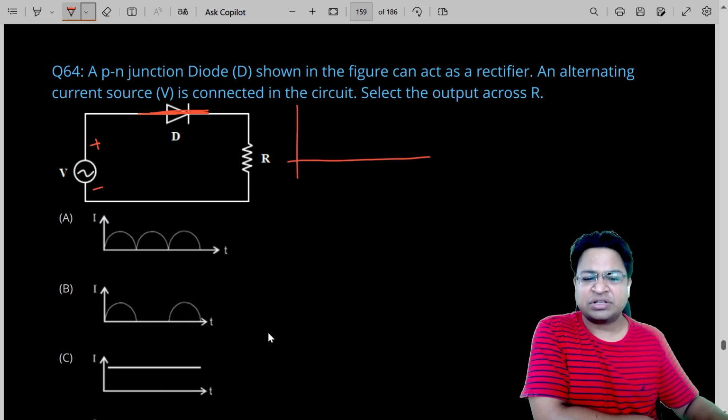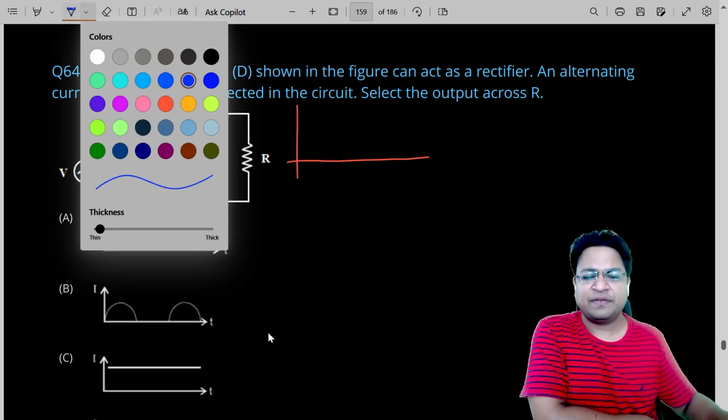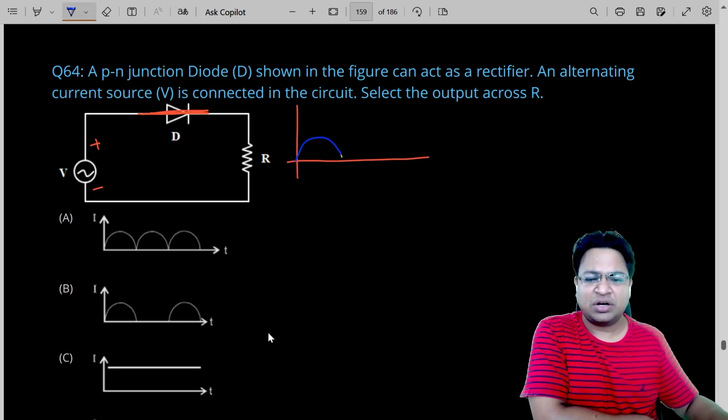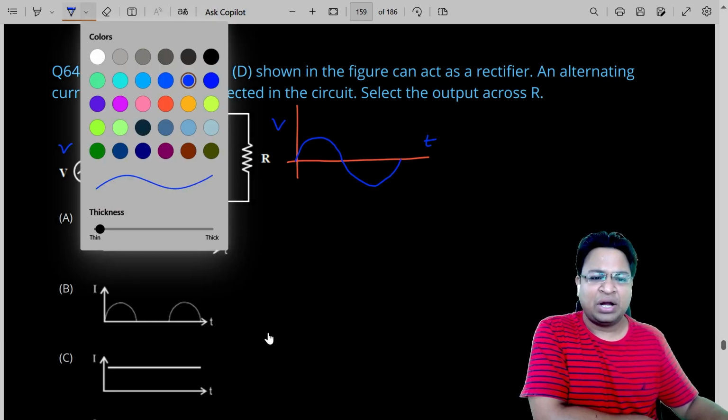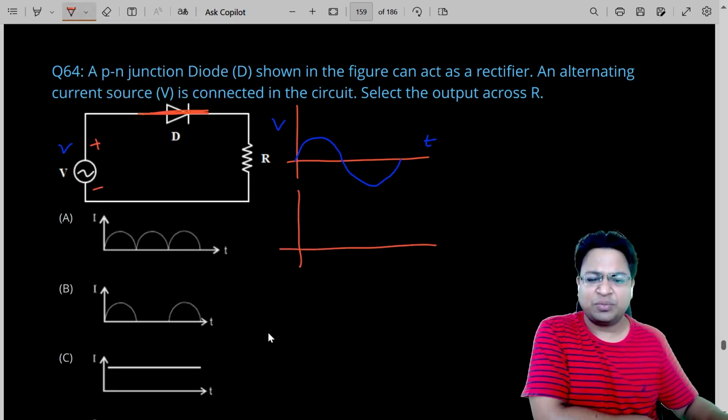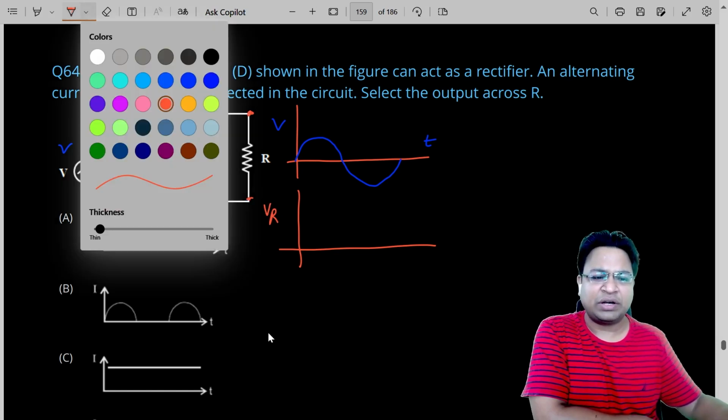So the resistor will behave as if it's directly connected to the source. So the potential difference across, see, if this is how the variation of this voltage is, let's call it V. Then the output across the resistor, the potential difference across the resistor, how will that happen?